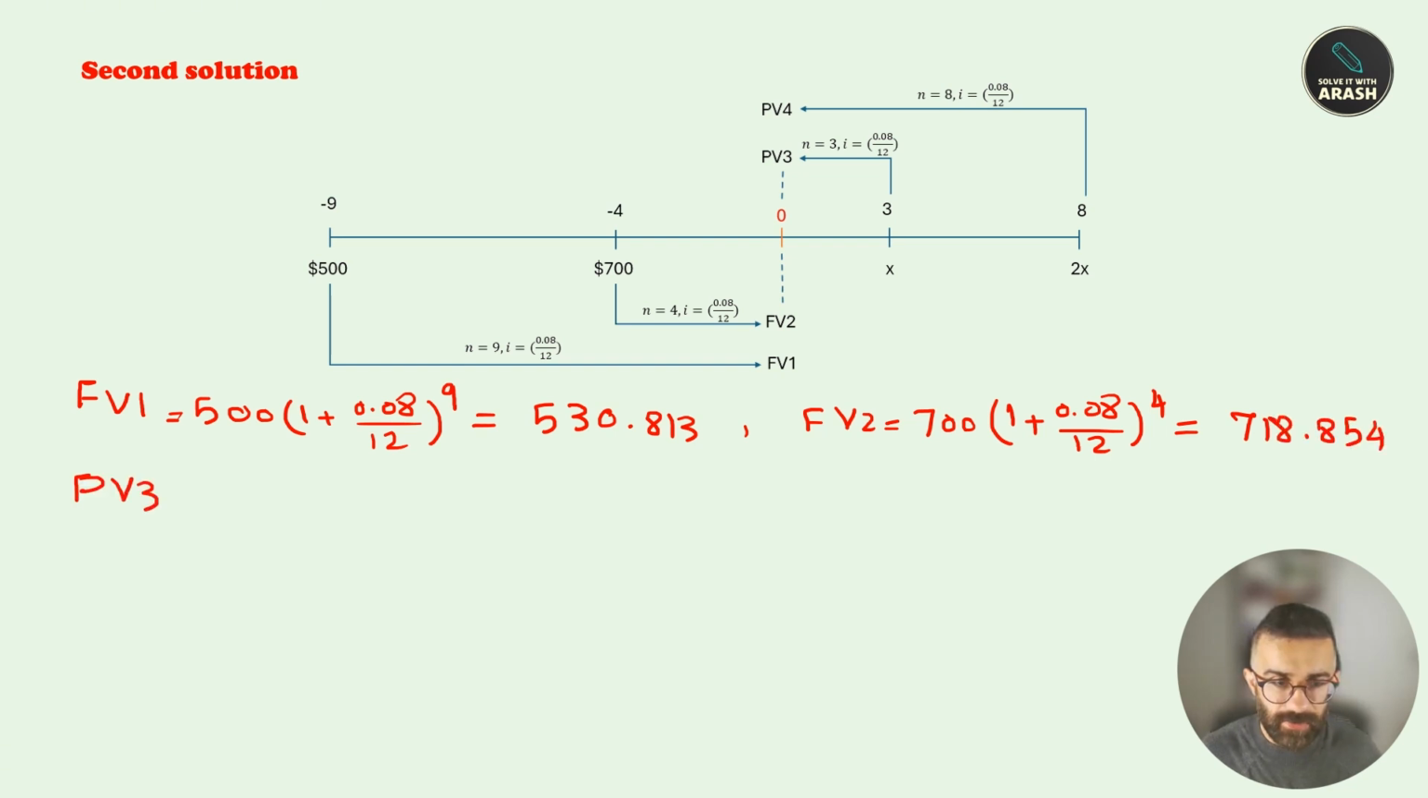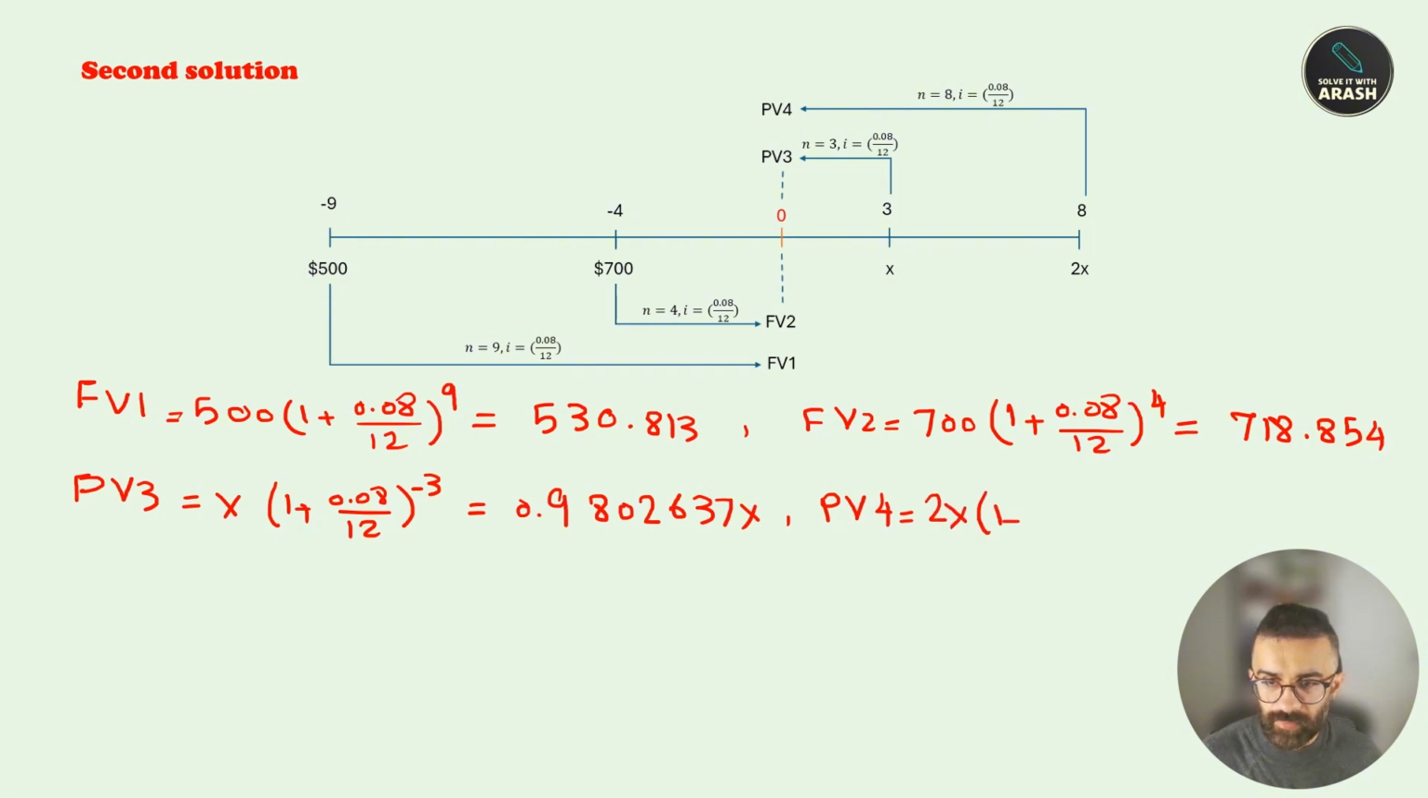PV3 is x times (1 plus 0.08 over 12) to the power of -3. This is equal to 0.9802637 times x. The present value of 2x, I'm going to call that PV4, that's equal to 2x times (1 plus i) to the power of -8. This is equal to 1.896463 times x.